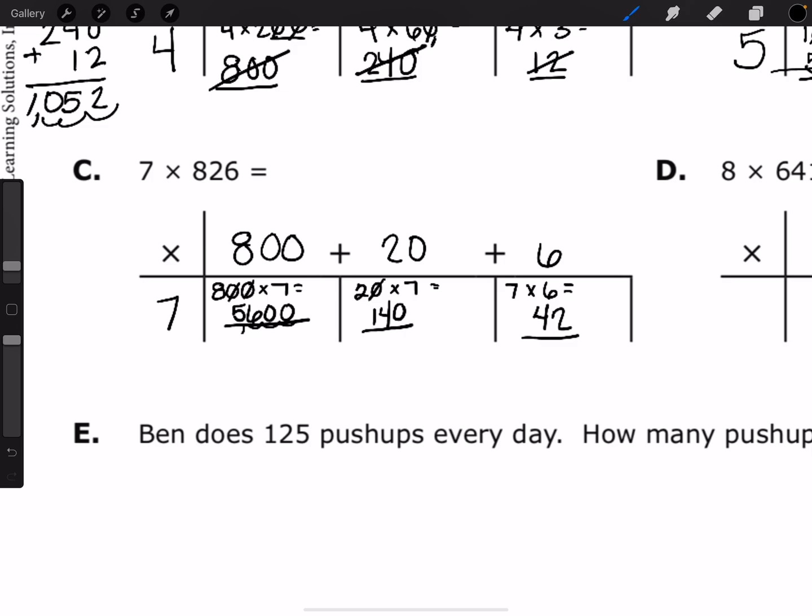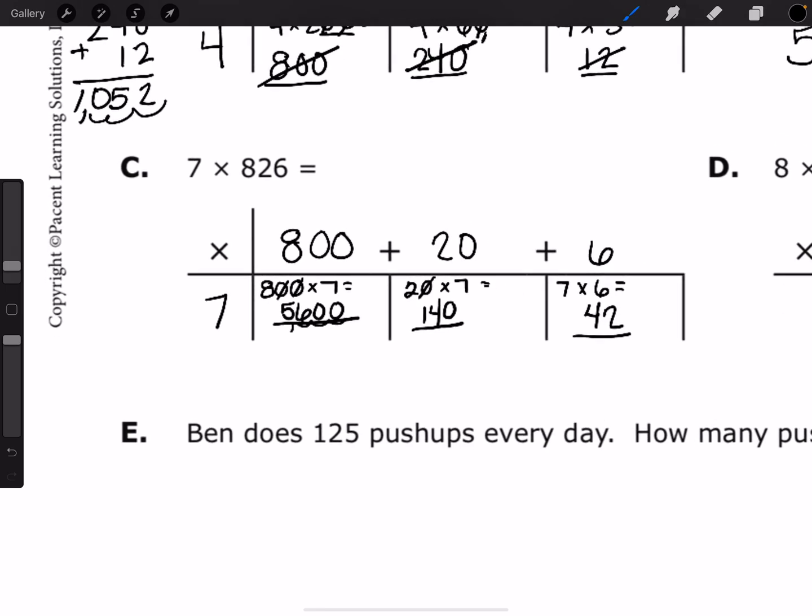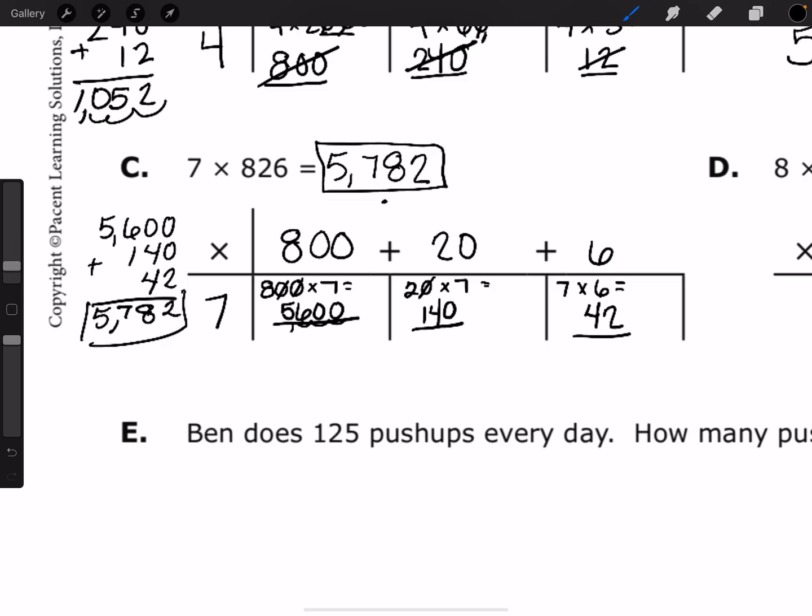We are not done because that's just a partial product. It's not the full product. So we now need to add. We have 5,600, 140, 42. 0 plus 0 plus 2 is 2. 0 plus 4 is 4. 4 plus 4 is 8. 6 plus 1 is 7. 5 plus 0 plus 0 is 5. And remember to bring that comma down. So our product for 7 times 826 is 5,782. Go ahead and put a smiley face next to this one. That's a huge number. Okay, let's go to this D.